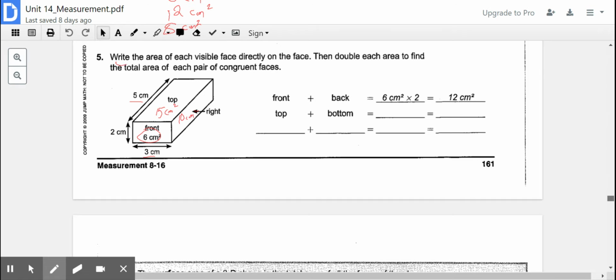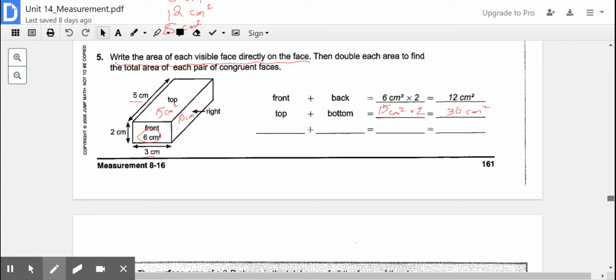So now we've done this part here. We wrote the area directly on the face. Now we can find out what each one is. Front and back together is 6 times 2, so that's 12. Top and bottom is going to be 15 centimeters squared times 2, and so that's 30 centimeters squared.